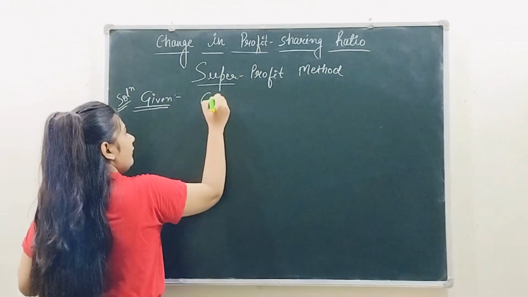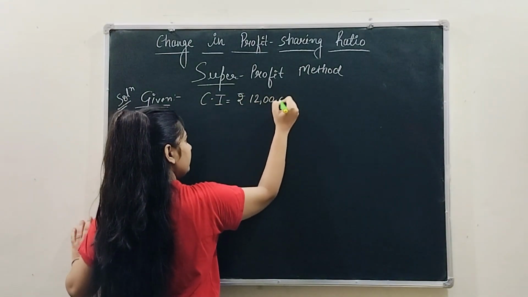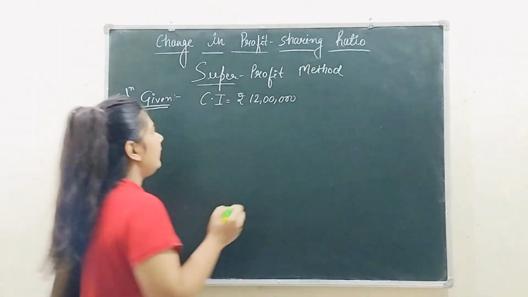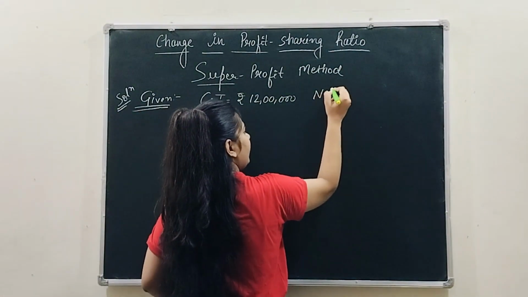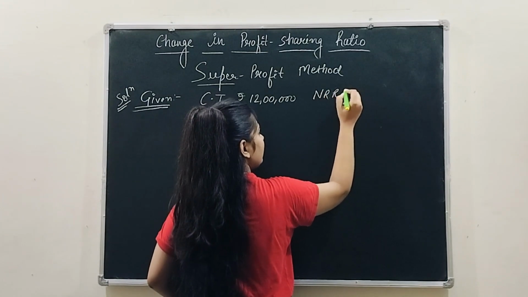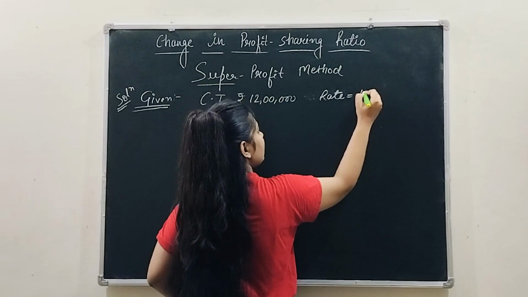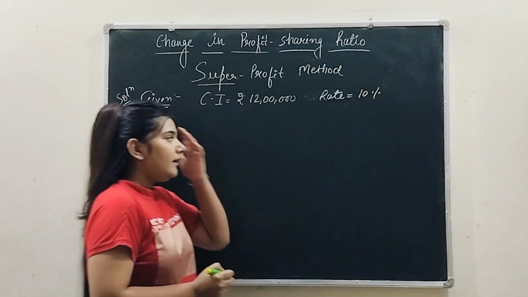Capital invested is rupees 12 lakh. Then normal rate of return, or you can simply write rate. Avoid writing in short form. Rate is given 10%.